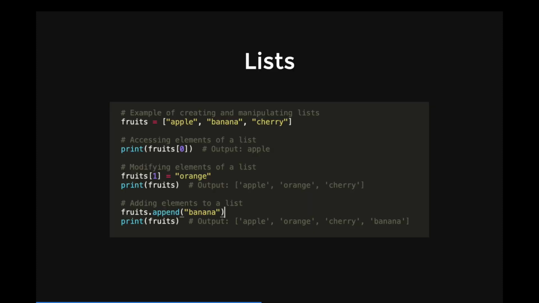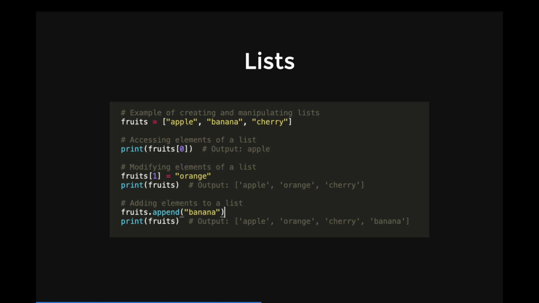Lists are an ordered collection of items which can be of different data types. Lists are mutable, meaning you can modify them after they have been created. You can access individual elements in the list using indexing. So if you see here, we have an example of a fruits list which has apple, banana and cherry. You can print fruits[0], which is the first index of the list. It will print out apple.